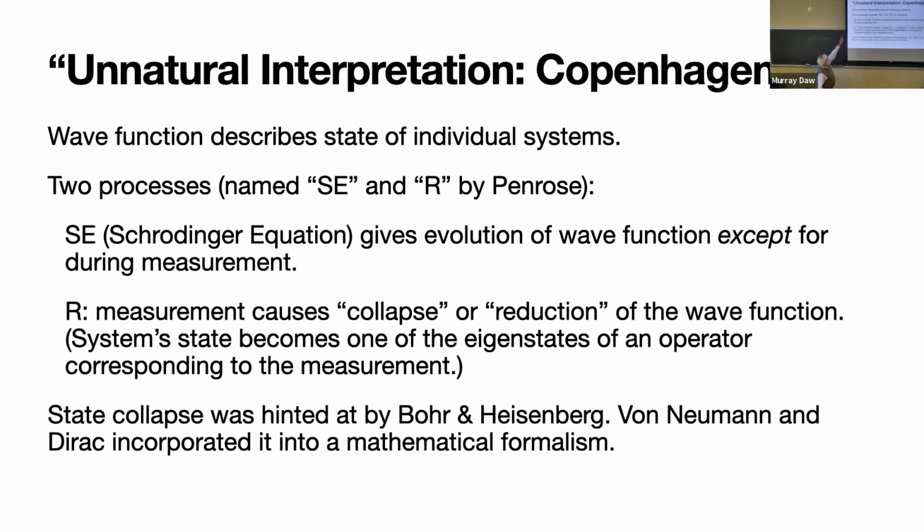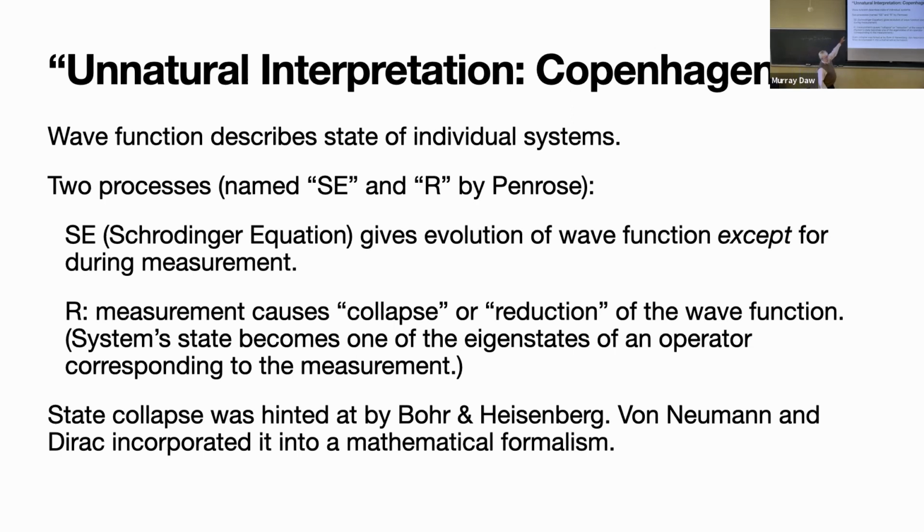The first is, so Roger Penrose has named these SE and R. So SE is the Schrodinger equation. It just gives the evolution of the wave function under normal circumstances. But there's a special thing here called the collapse, or Penrose refers to it as the reduction. When you look at a system, the wave function collapses. You make some observation, some measurement, the wave function collapses.